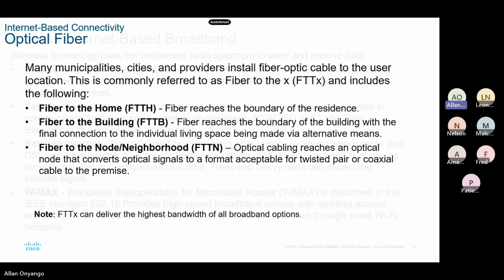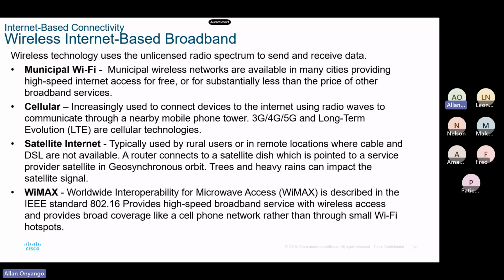Okay. Now we have, of course, the wireless internet-based broadbands, and here we have what's called the municipal Wi-Fi. The municipal Wi-Fi is a wireless network normally found within a city or a town. All right, so a wireless network providing connectivity at high speeds within a certain city. Then, of course, we know the cellular network, which has become very popular, using electromagnetic waves to communicate through nearby mobile telephone towers. And we have 3G, 4G, 5G, and the latest one, I think, is LTE, the long-term evolution, which is still under the cellular technologies.